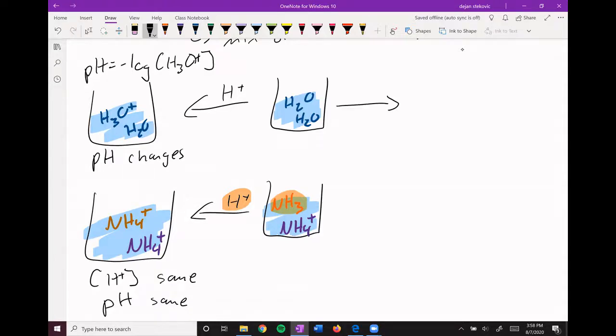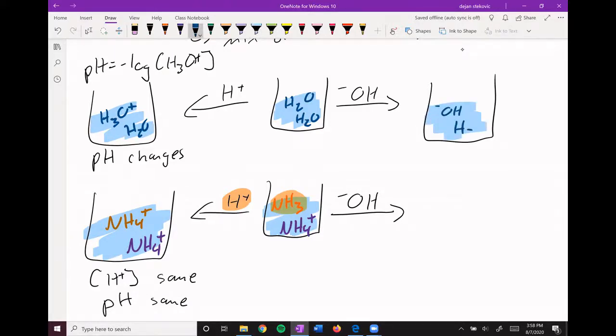And same thing if you add base. So for example, if you add base, you'd deprotonate one of these waters and you'd form a hydroxide, right, and some water. And then remember that the concentration of H+ times the concentration of hydroxide is equal to a constant, 1.0 times 10 to the negative 14. And so if you change the concentration of hydroxide, you're also going to change the concentration of H+ and thus your pH.